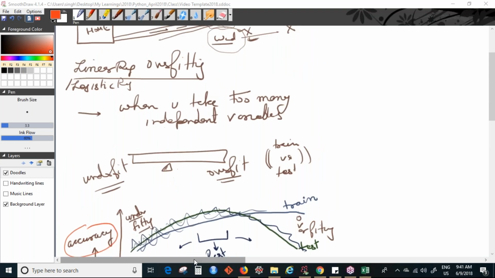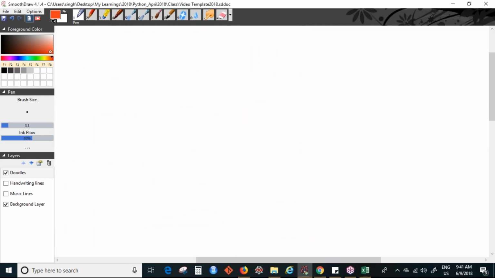Okay, now let us start logistic. So now you have seen what is overfitting, what is underfitting. So you should take care of that while you are running a linear regression model or even a logistic regression. Now we can start with logistic regression.